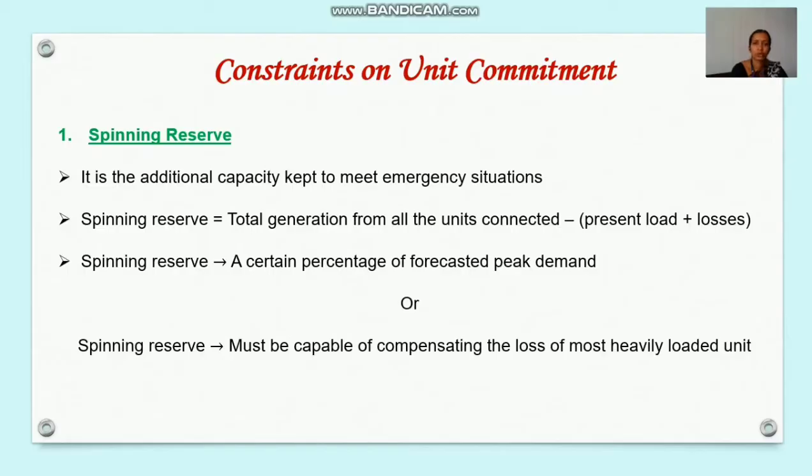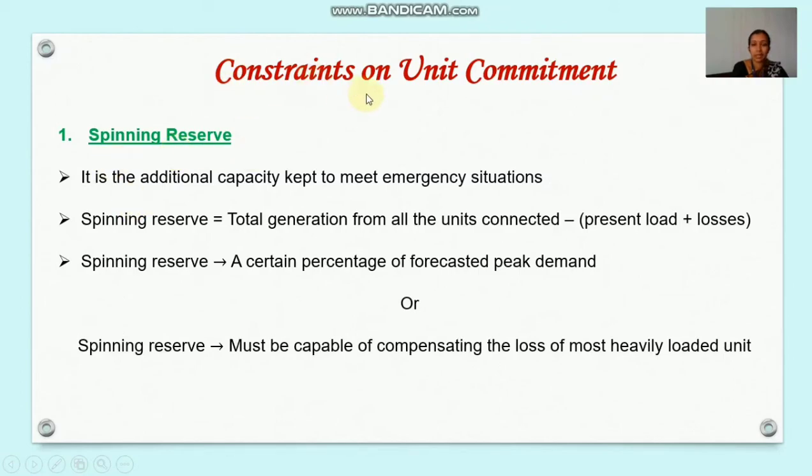So you just go through the other constraints. It is very easy to remember. The remaining constraints are very, very easy. So just read it out. And until now, only these three constraints are asked in your examinations. Spinning reserve, hydro unit constraints and thermal unit constraints. So first one is the spinning reserve.